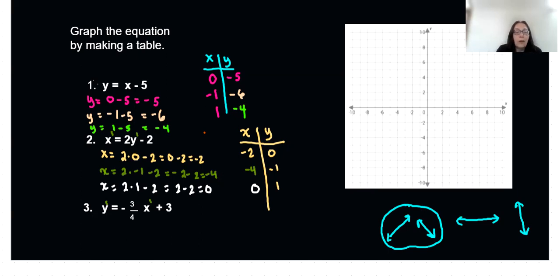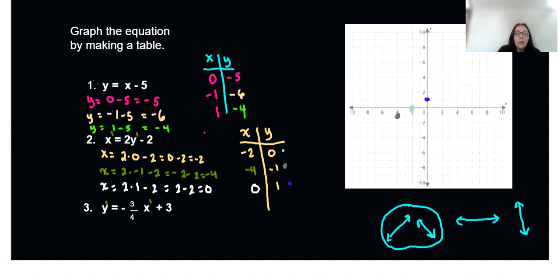So let's graph our equation here. Our first point is -2, 0. So I'm going to go left 2 and up nothing. And we know that's the x-intercept because y is 0, right? We remember that? All right, let's do our next one. -4, -1. So I'm going to go left 4 and down 1 right there. And our last point is 0, 1. X is 0, so that's our y-intercept. It's right here, 0, 1.